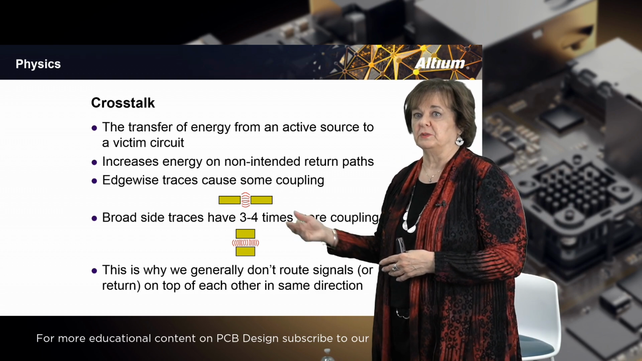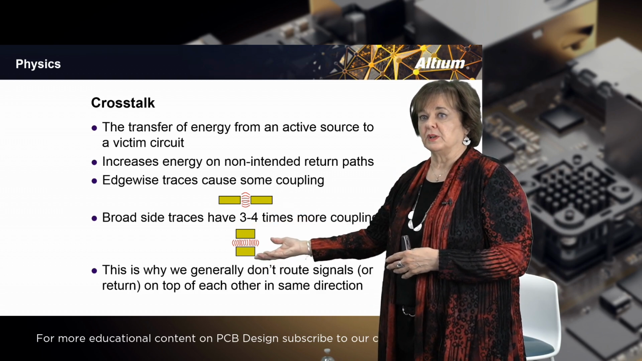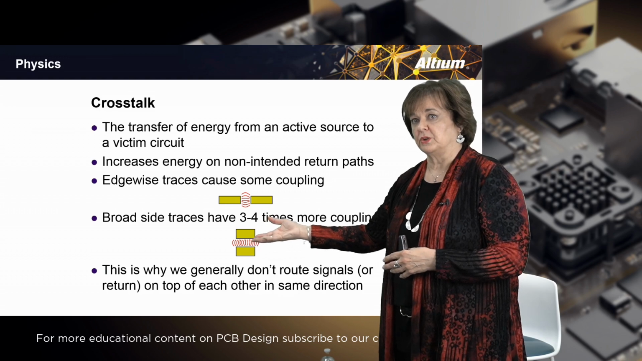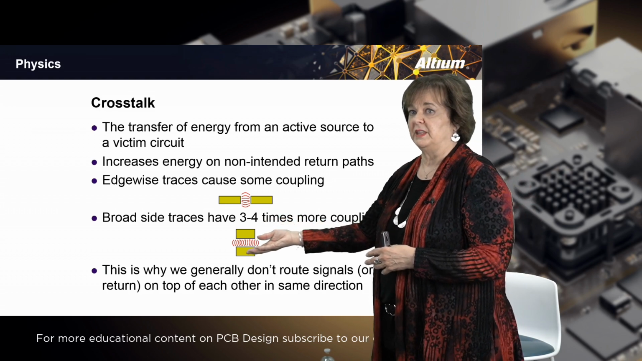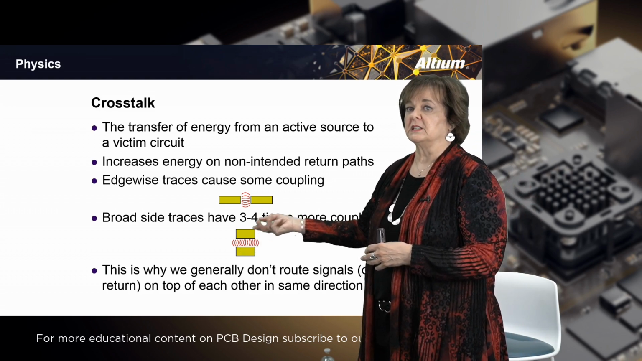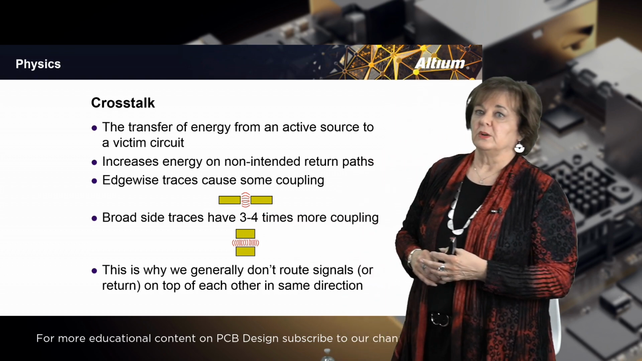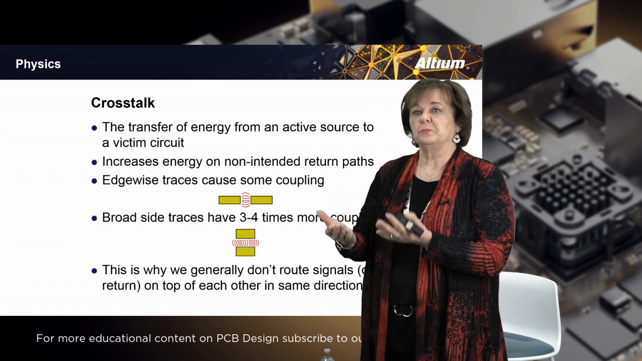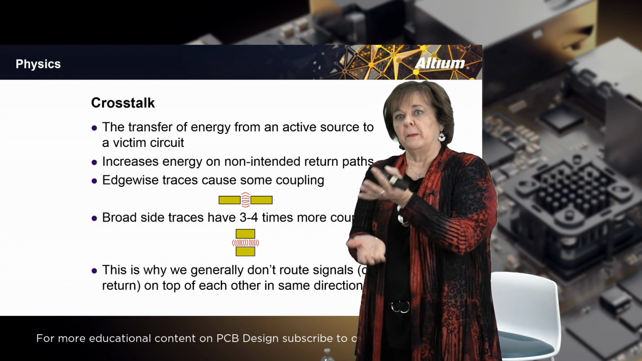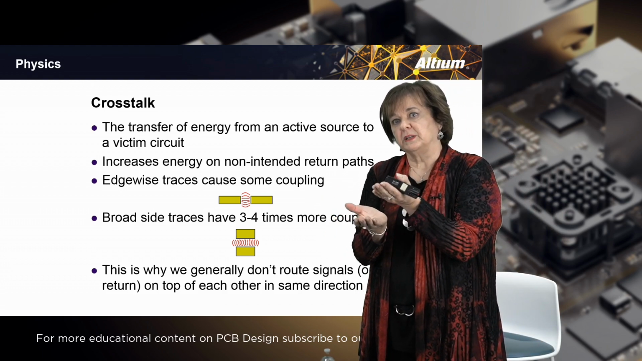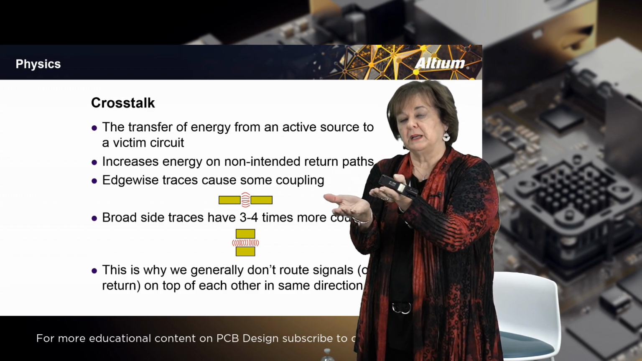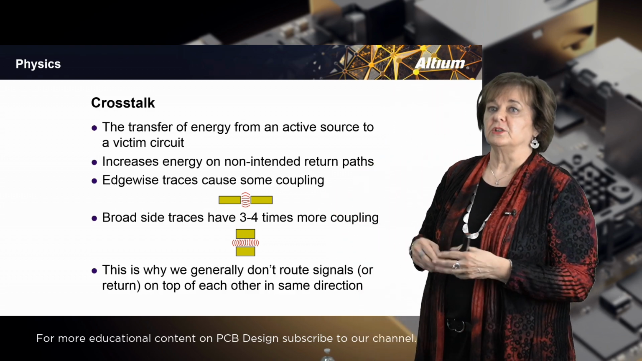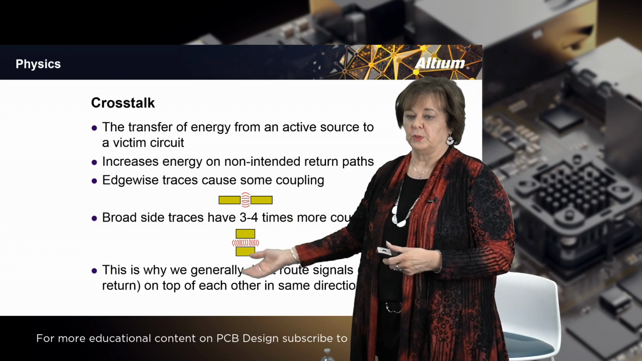Broadside traces have even more possibility of cross coupling one to the other, and so you can see that you would want to avoid this at all possibilities, and so this is why we don't route traces one on top of the other in the same direction. So if you have to put things on top of each other going in the same direction, offset them by a little bit as much as you can so that they don't end up coupling to one another like this.